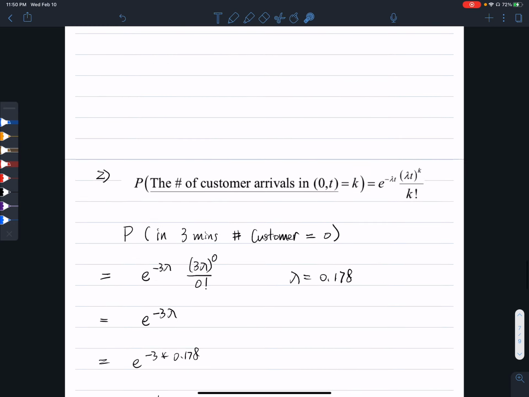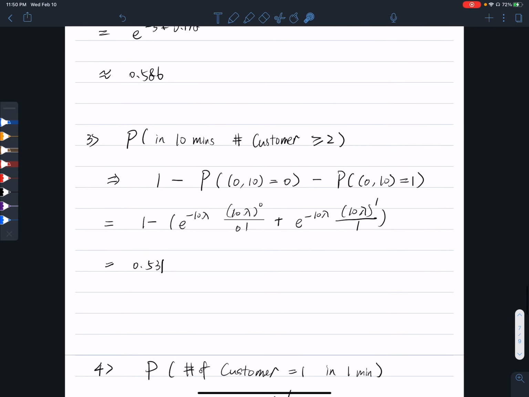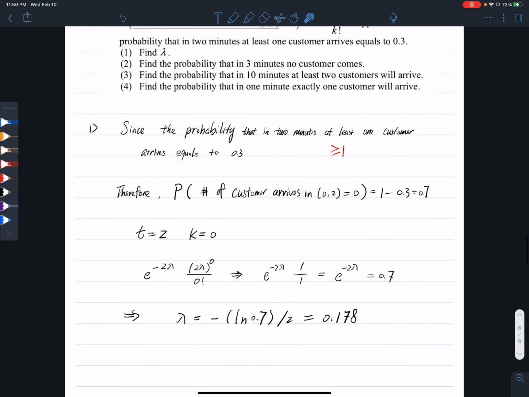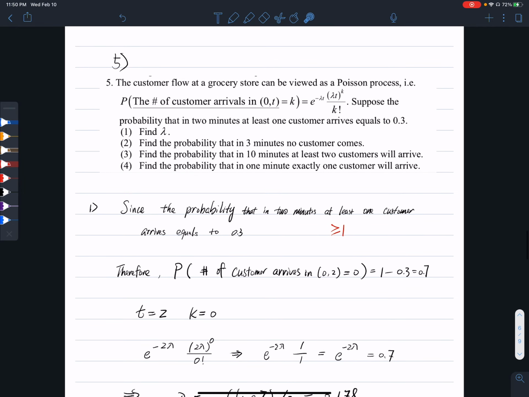So in question 3, find the probability that in 10 minutes at least 2 customers will arrive. In this question, we write in this form: in 10 minutes, the number of customers greater or equal to 2. Like the first question, at least one customer, we know the offset of that is no customer.